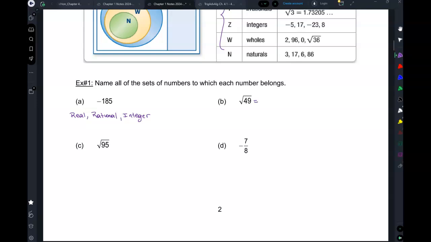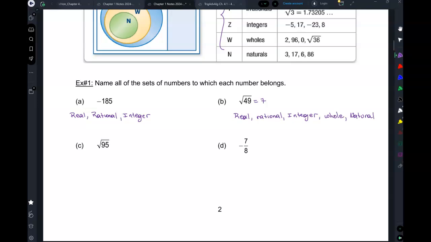Okay, root 49. Well, root 49 is a sneaky way of writing 7. Okay, so it's real. And then let's ask ourselves, is it rational or irrational? Okay, it's rational. Now, is it an integer? Meaning, is the denominator 1? Yes, it's an integer. Does it fall into the whole numbers? It does. Does it fall into the natural numbers? It does. So it's all of them.